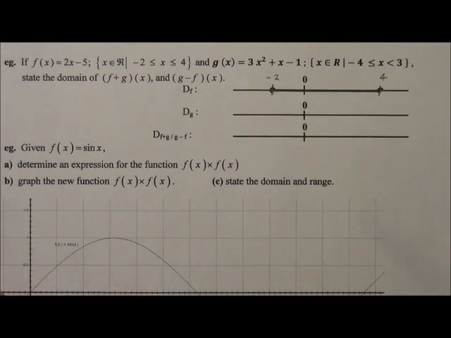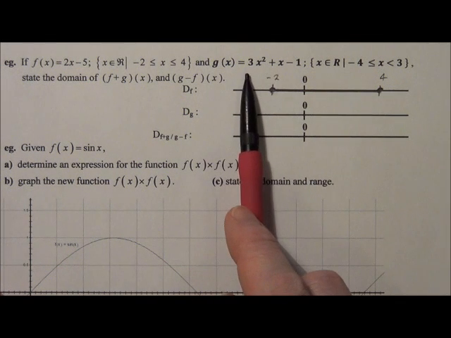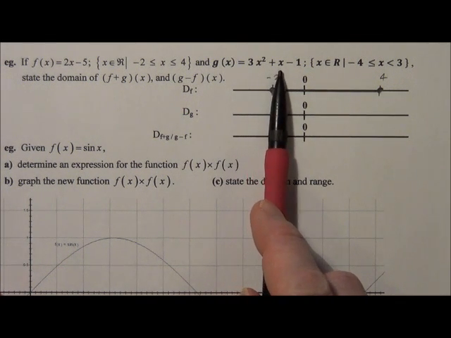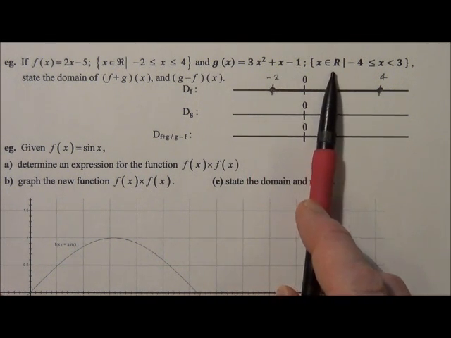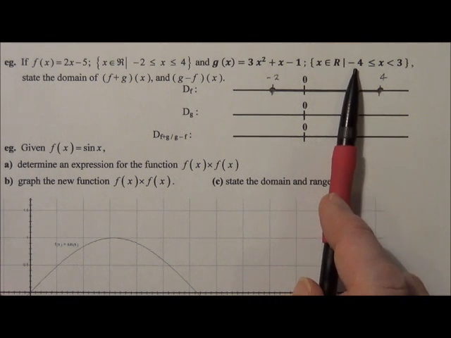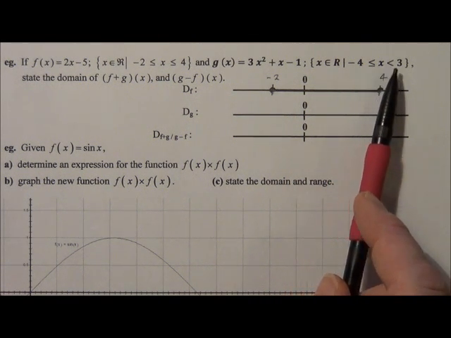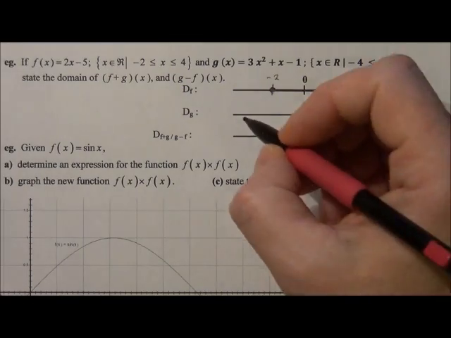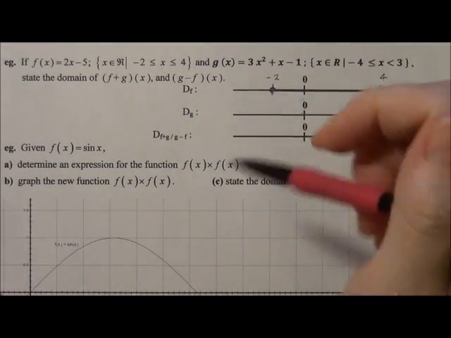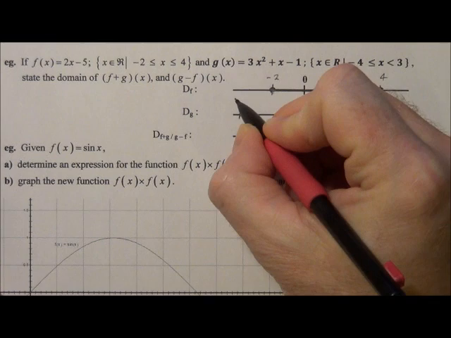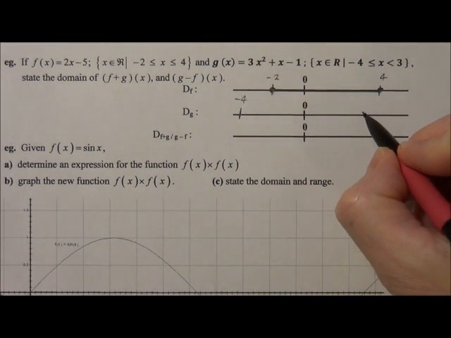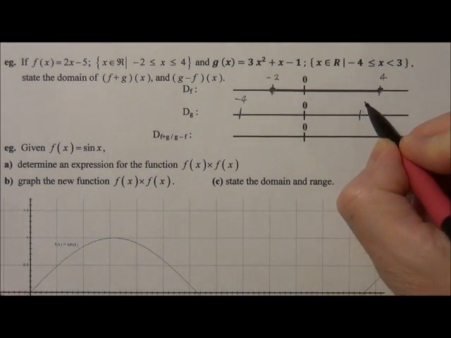And then for the domain of g, g is a parabola, 3x squared plus x minus 1, and x is an element of all real numbers such that -4 is less than or equal to x less than 3. So -4 would be around here, and 3 would be around here-ish.